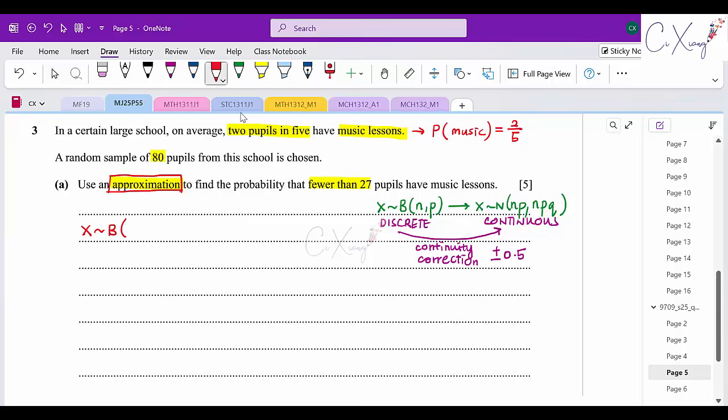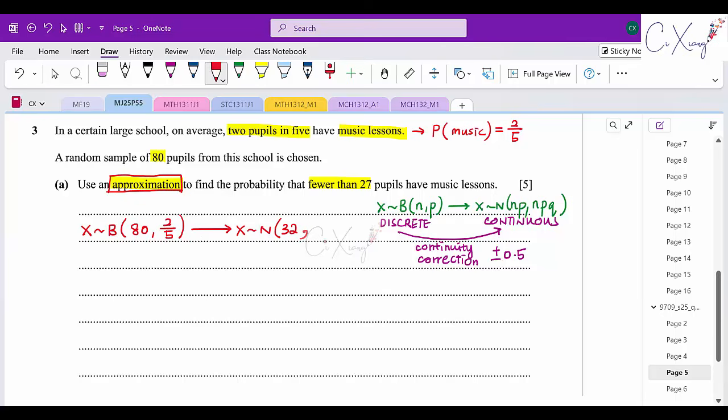X is binomial distributed. I have 80 pupils in total. The probability of having a music lesson is 2/5. And I'm going to change it to a normal distribution. The first parameter in a normal distribution is the mean. How can I get the mean? You take n multiplied by p. So n is 80, p is 2/5. Multiply them, you get 32.